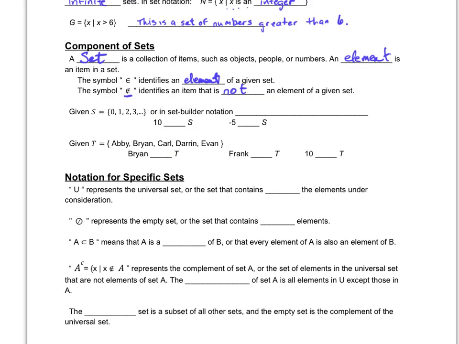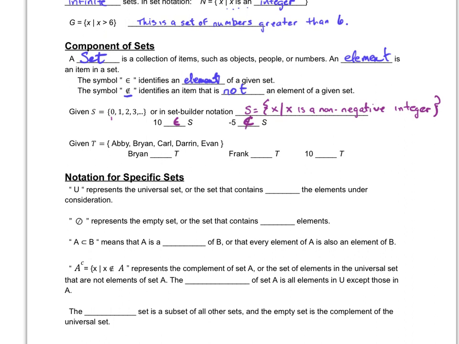So looking here, we have set S: 0, 1, 2, 3, on to infinity. Or in set notation, we might be looking at x such that x is a non-negative integer, because 0, of course, is neither positive nor negative. Is 10 going to be a member of that set? Well, 10 is a non-negative integer, so it is part of that set. Negative 5 would not be part of that set because it's a negative number.